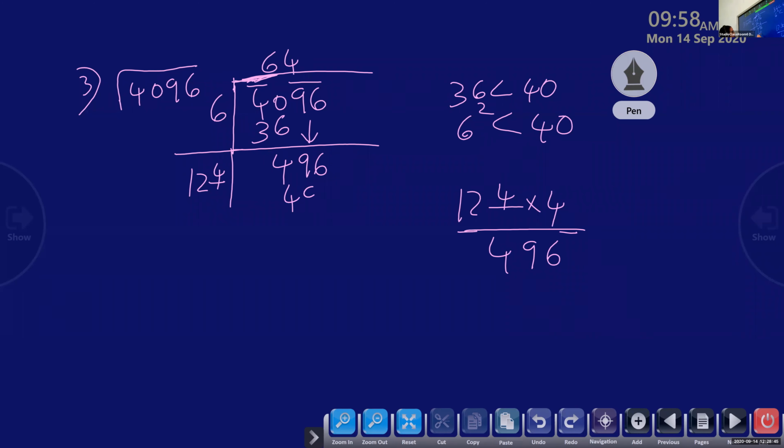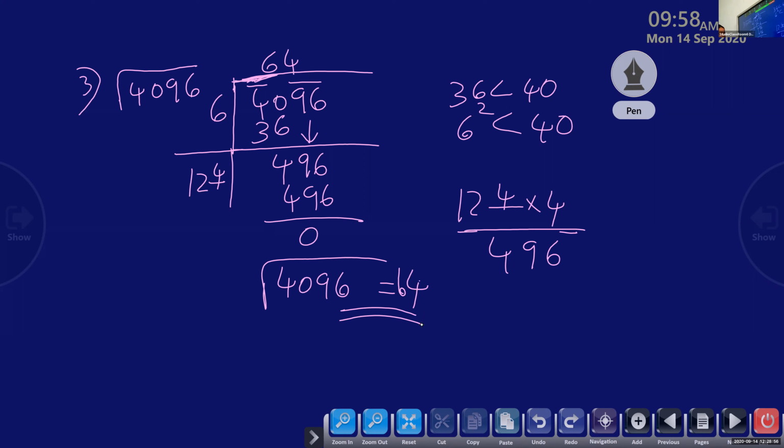So 496, remainder 0. Root of 4096 is equal to 64. Okay.